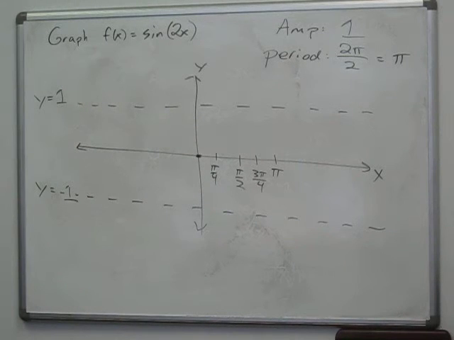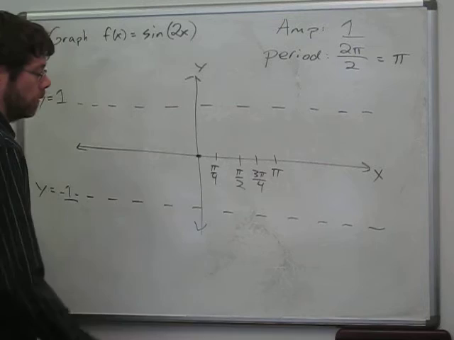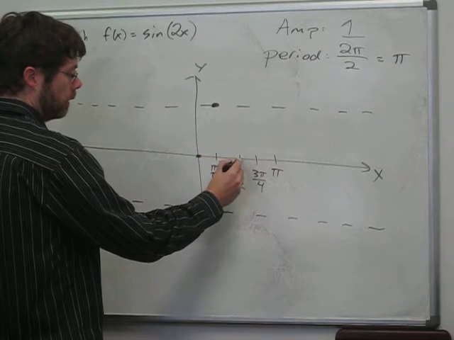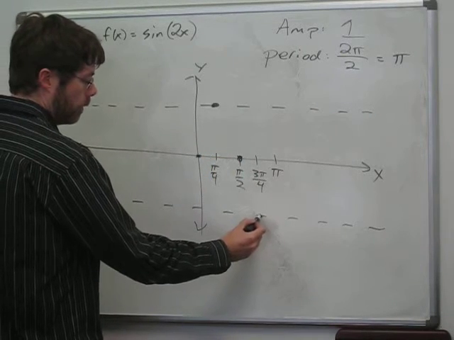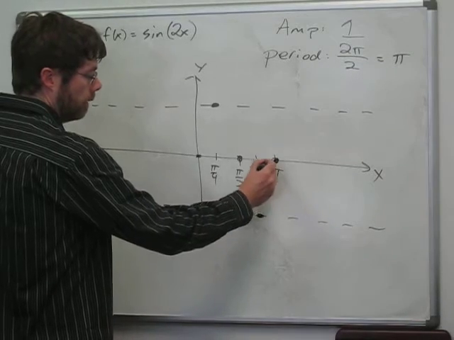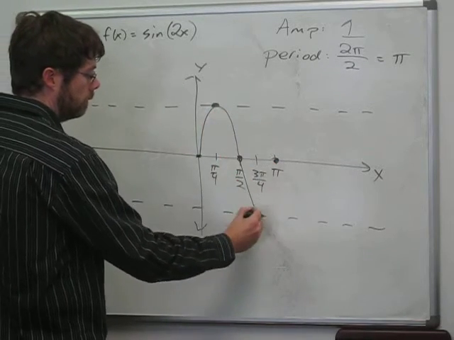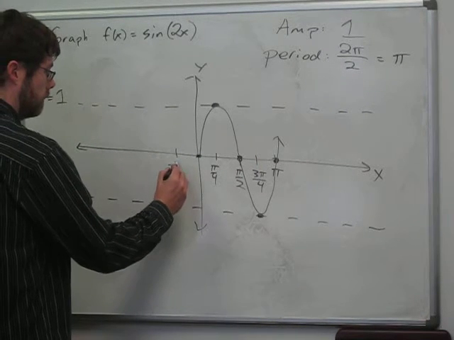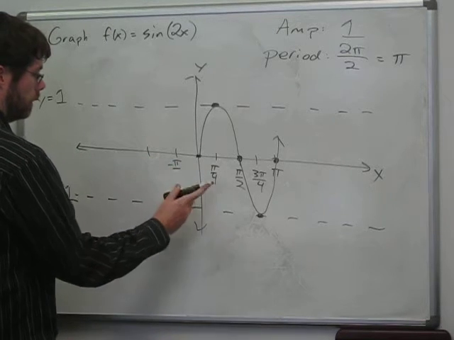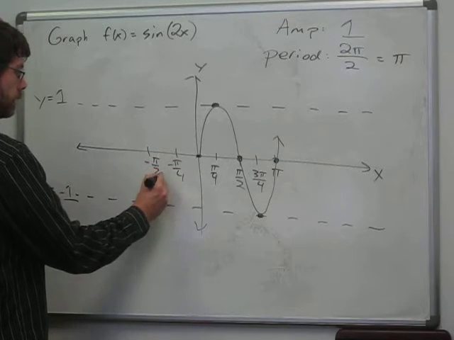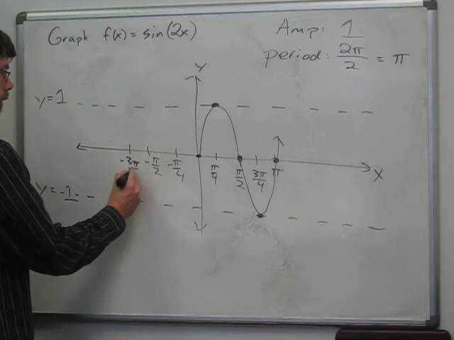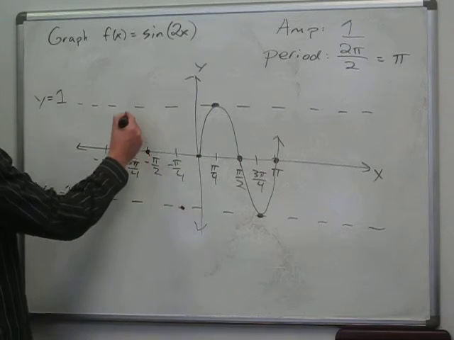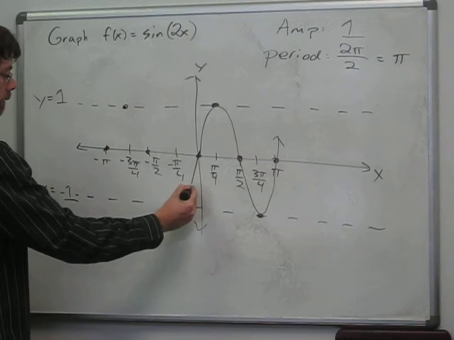Okay. So remembering what our curve does at these quarters, at pi over 4 we go up to 1, at the next quarter back to 0, third quarter down to -1, and then back up to 0. Okay. On the left side, negative pi over 4, negative pi over 2, negative 3 pi over 4, and negative pi, down to -1, back up to 0, up to 1, back to 0.